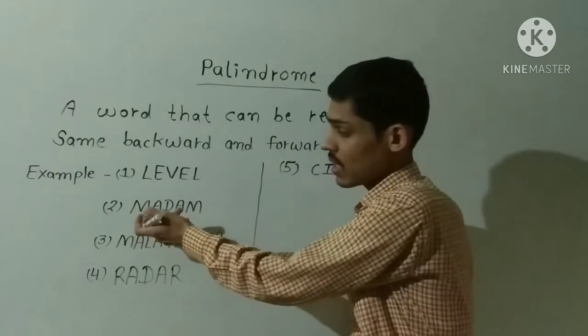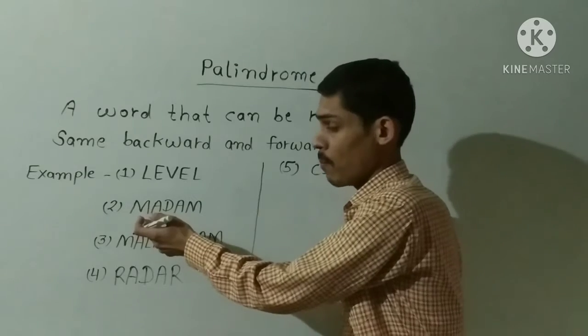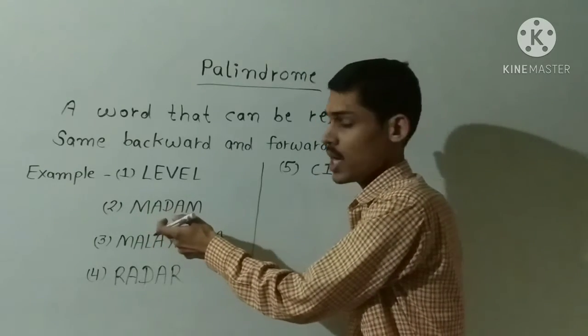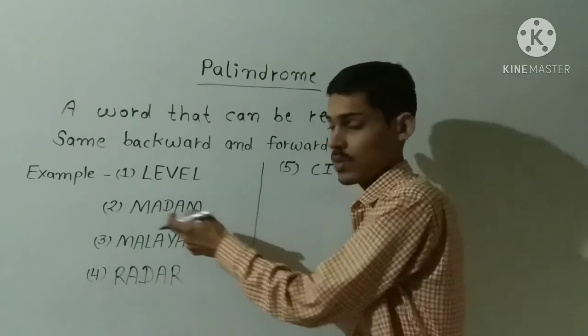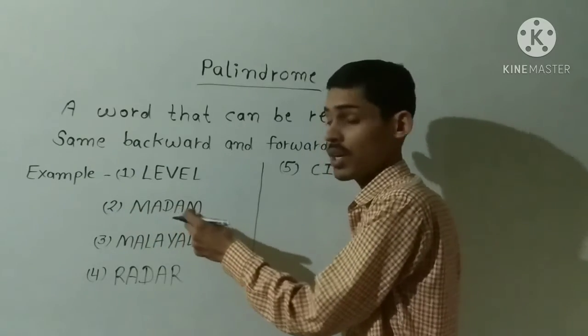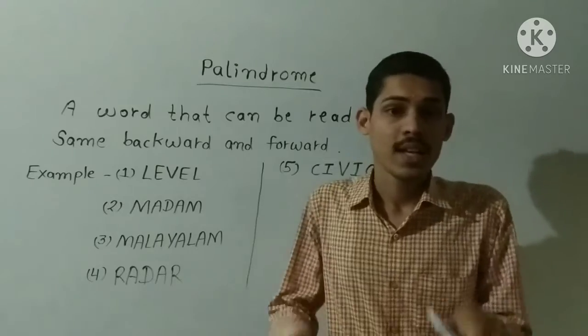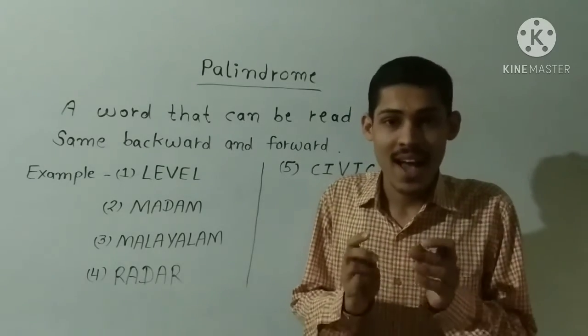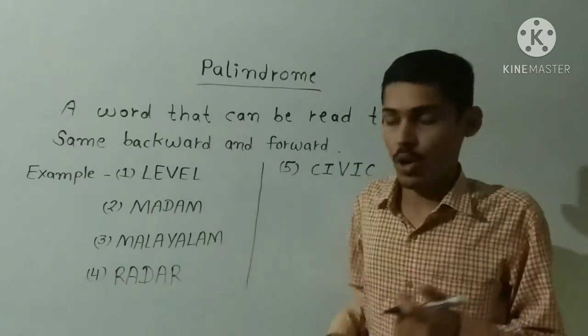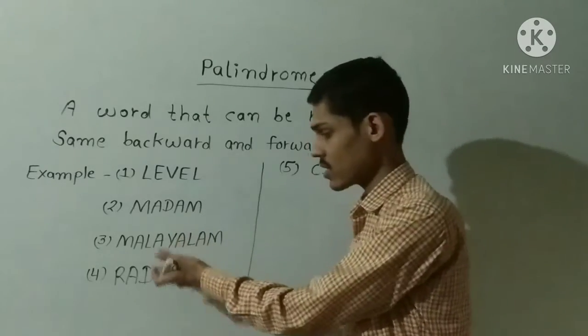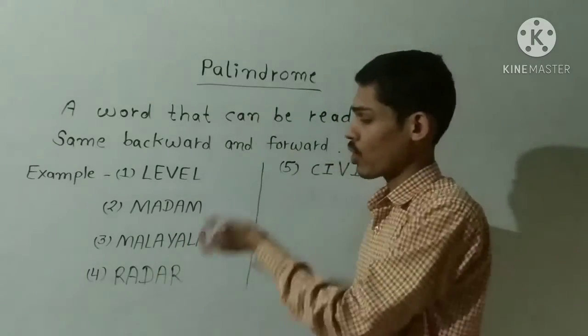Like this, second example, madam, M-A-D-A-M. This is forward. Now we are going to read it from backward, M-A-D-A-M. Spelling is same. This is called palindrome. Now, here are some more examples of palindrome.